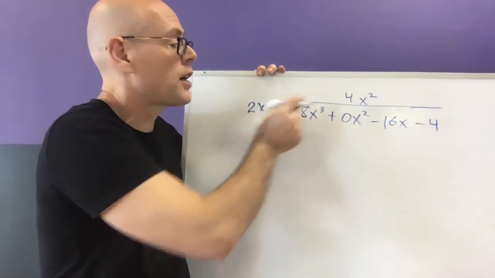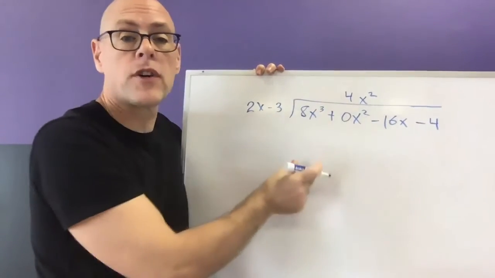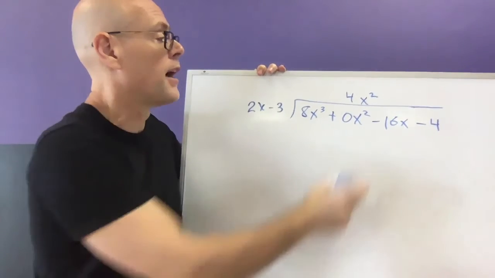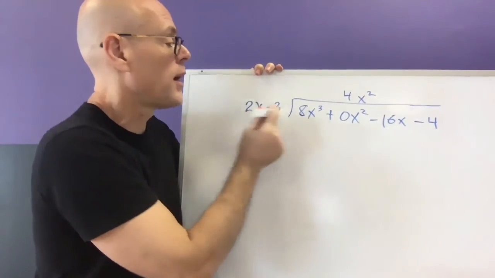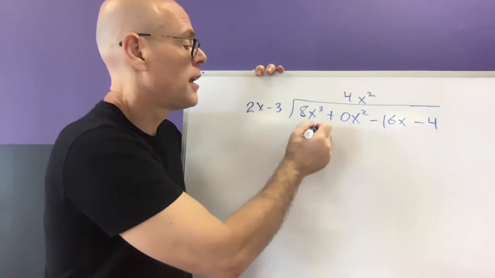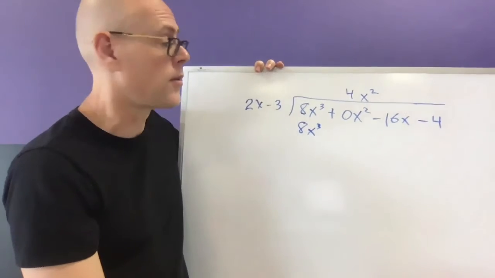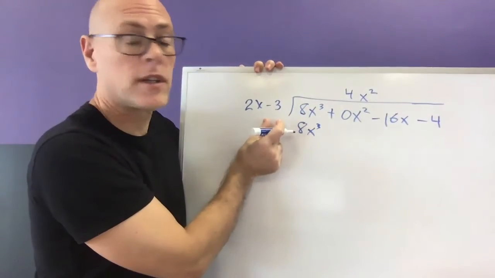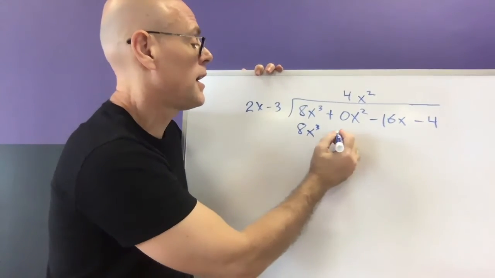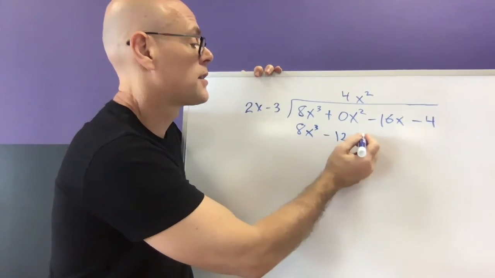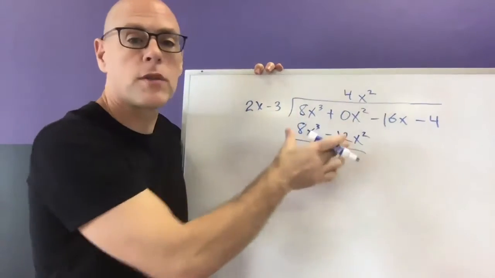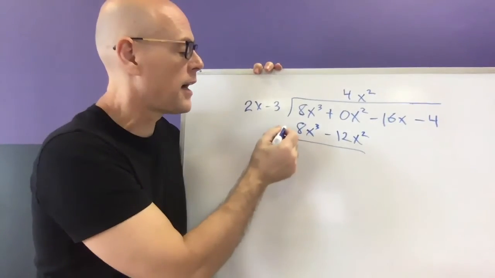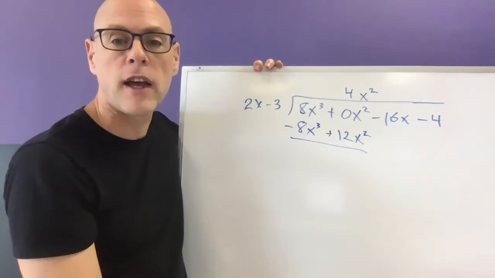You can always check if you did it correctly because your first term should be the same. What do I mean by that? 4x squared times 2x should equal 8x cubed. Then you know you did it right. Then multiply the 4x squared times the negative 3, which is going to give us negative 12x squared. Okay, then we're going to subtract these two. Remember, when I subtract, I'm really just changing those signs and adding.